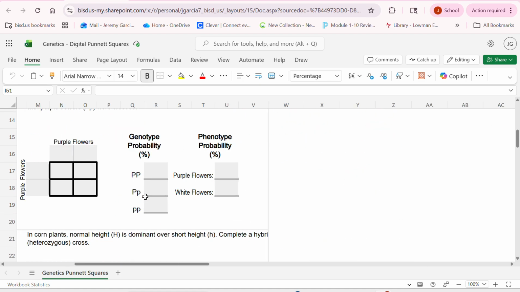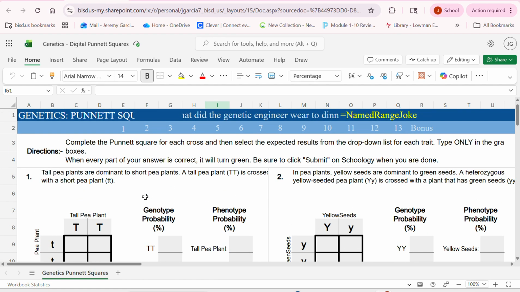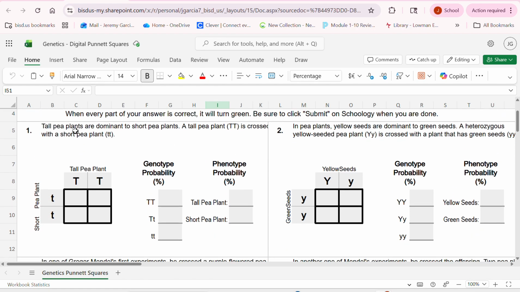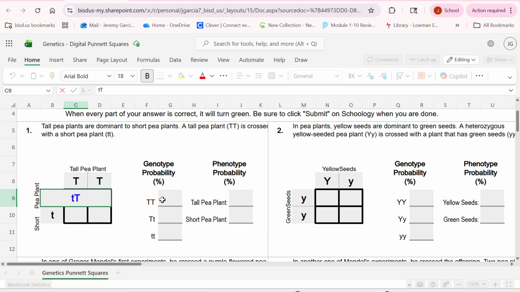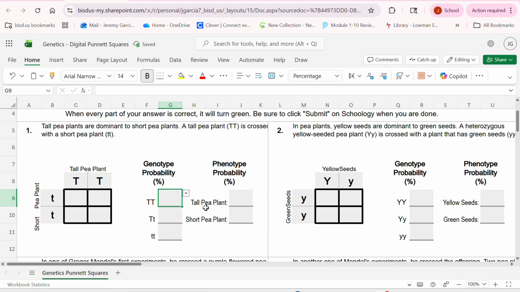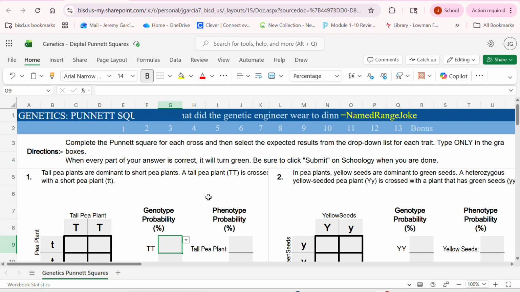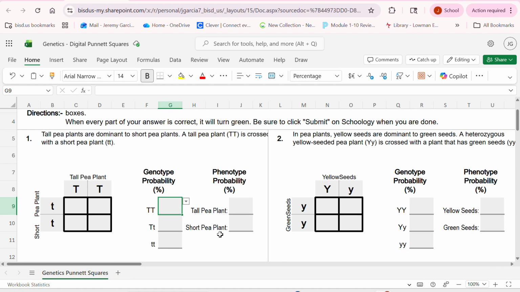You guys are going to be doing a Punnett square problem where you're going to read each problem. So notice there's 1, 2. Whatever you decide, you're going to type into the gray boxes. So just type in there whatever you think the answer is. If you get all these answers right, they will turn green. If you do not get something right, it will not turn green.